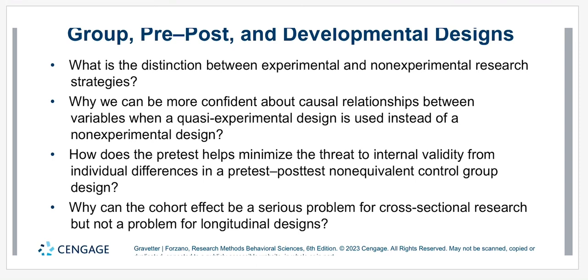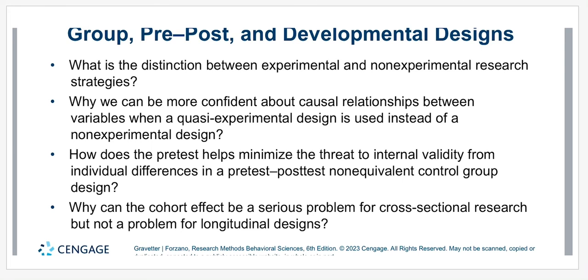What is the distinction between experimental and non-experimental research? Remember, the main thing is that a non-experimental study cannot satisfy all the rigorous requirements of an experiment. Most often, that is the manipulation of the independent variable or the controlling of the extraneous variables that become confounds or threats to internal validity. And when you can't do those things, it becomes non-experimental.